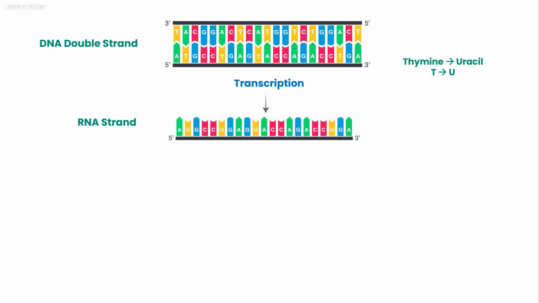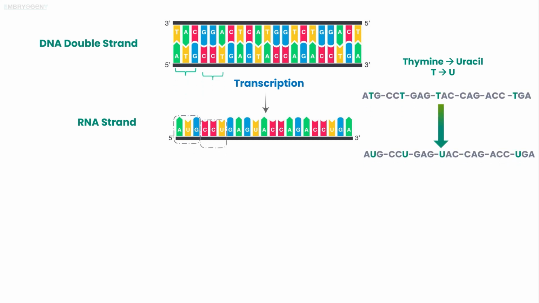During the process of transcription, which is beyond the scope of today's lecture, the thymine is replaced by uracil, or T is replaced with U on the mRNA strand. So ATG on the DNA strand is converted to AUG on the mRNA, or messenger RNA. mRNAs are single-stranded, by the way. A CCT on the DNA is converted to CCU and so on.